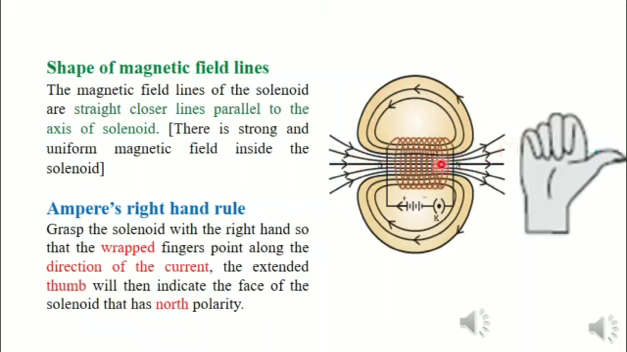Ampere's right hand rule, which is used to find the north polarity of the solenoid. Grasp the solenoid with the right hand so that the wrapped fingers point along the direction of the current. Then the extended thumb will give the face of the solenoid that has north polarity.